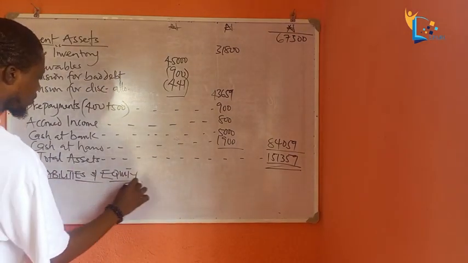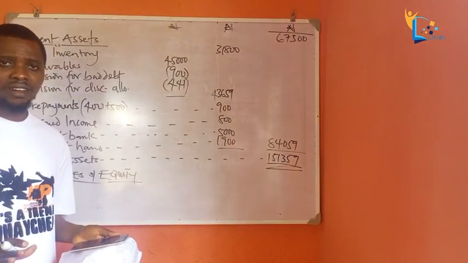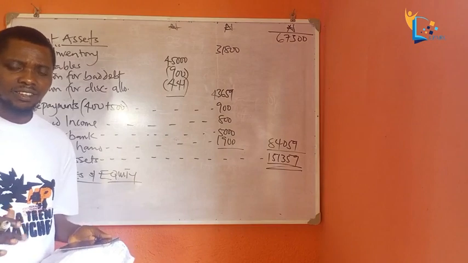Liabilities and equity. So that's our net asset. So we're going to continue. Are we together? Are we following? Is it making sense? All right.